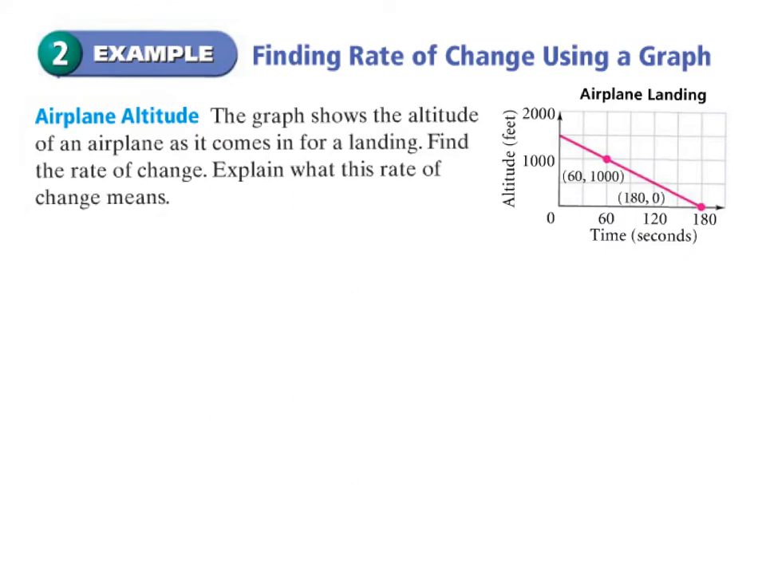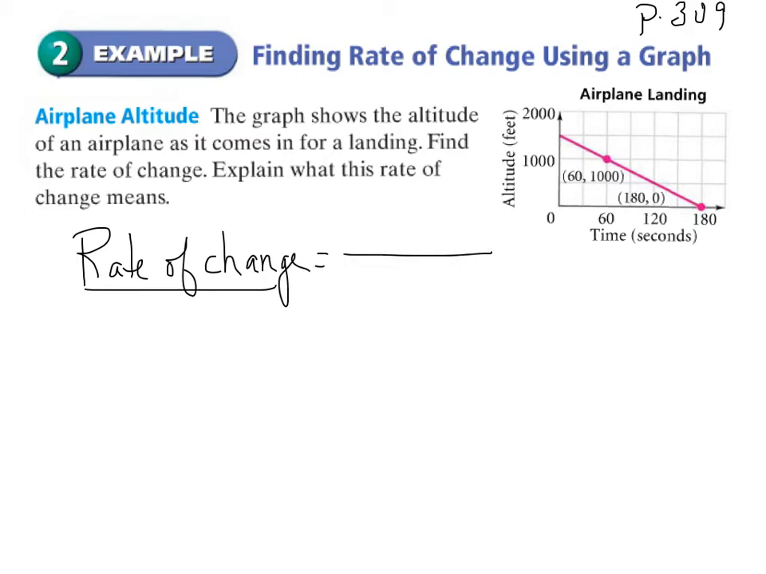Now example number 2. This is found on page 309 in your book. We're going to find the rate of change, instead of using a table, by using this graph. The graph shows the altitude of an airplane as it comes in for a landing. Find the rate of change. Remember, please always remember, a rate of change equals your dependent over your independent. It's always Y over X, vertical change over horizontal change, vertical over horizontal.